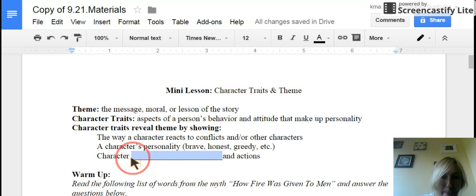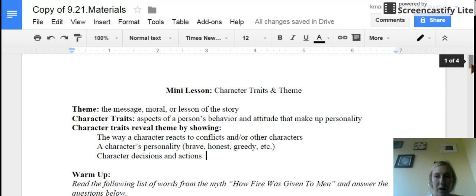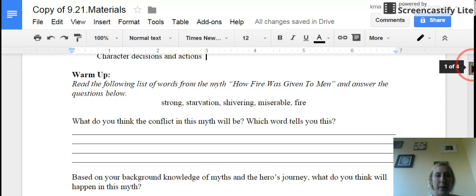Finally, we have character decisions and actions. What a character decides to do, what actions they take, can often reveal our theme because it shows what is needed to happen or what decisions they need to make in order for the story to move forward and in order for us to learn about the lesson or the moral of the story.